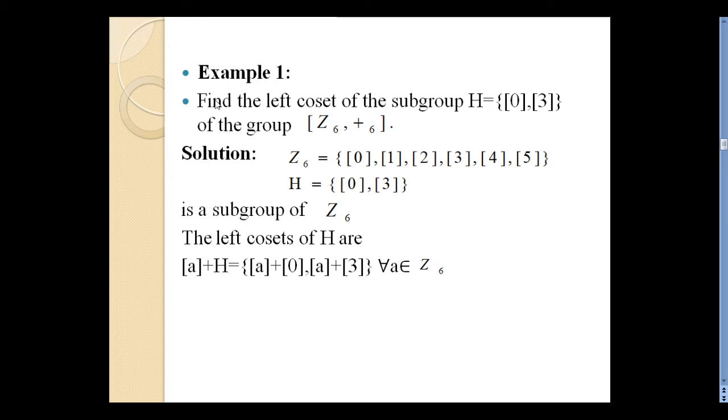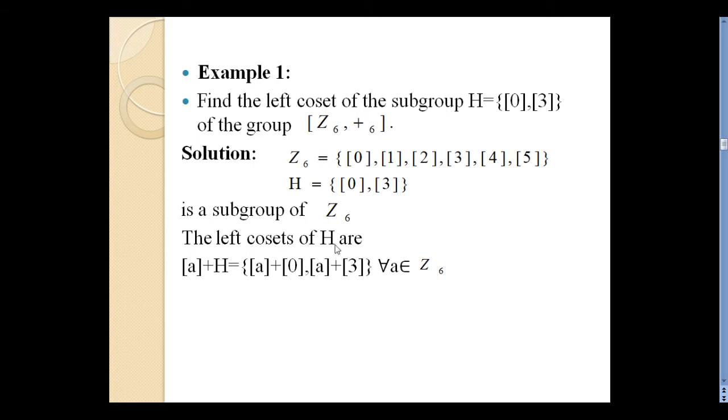Example 1. Find the left cosets of subgroup H = {0, 3} of the group Z6, addition modulo 6. Z6 is equal to {0, 1, 2, 3, 4, 5} and H is equal to {0, 3}. So Z6 under addition modulo 6 was given and H is also given. H is a subgroup of Z6. Now we want to find the left cosets of the subgroup.